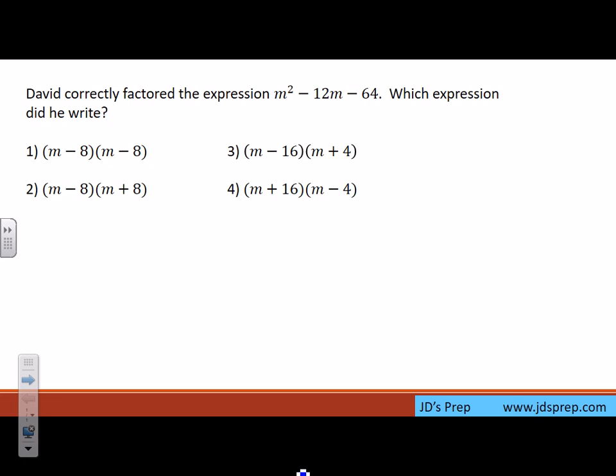In this problem, we're told that David correctly factored the expression m squared minus 12m minus 64. We want to know which one of these four expressions is the expression that he wrote since he factored it correctly.